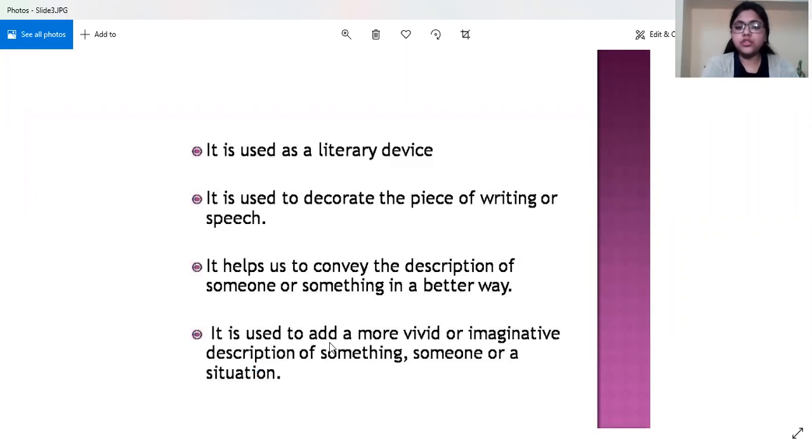Okay, it is used to add a more vivid or imaginative description of something, someone, or a situation. When you say that someone is running as fast as a horse, then the other person can just visualize it, because the other person is acquainted with the fast run of the horse. So it is easy to compare, it is easy to imagine how fast that person is running, because we know how fast the horse runs. So that is why simile is used.